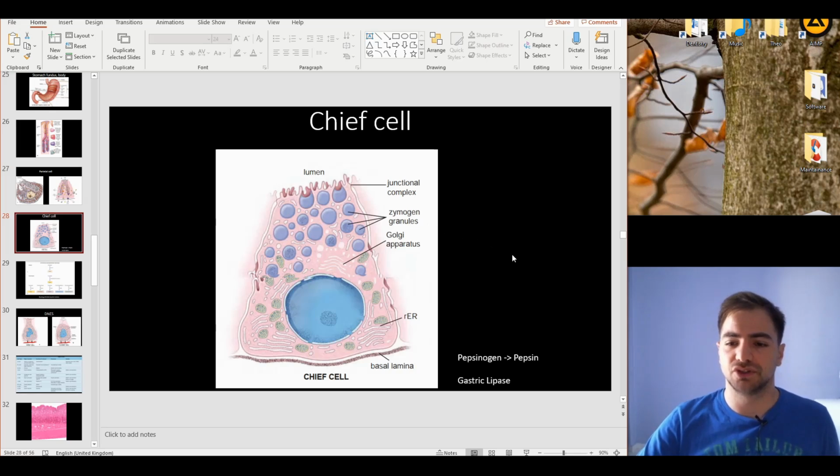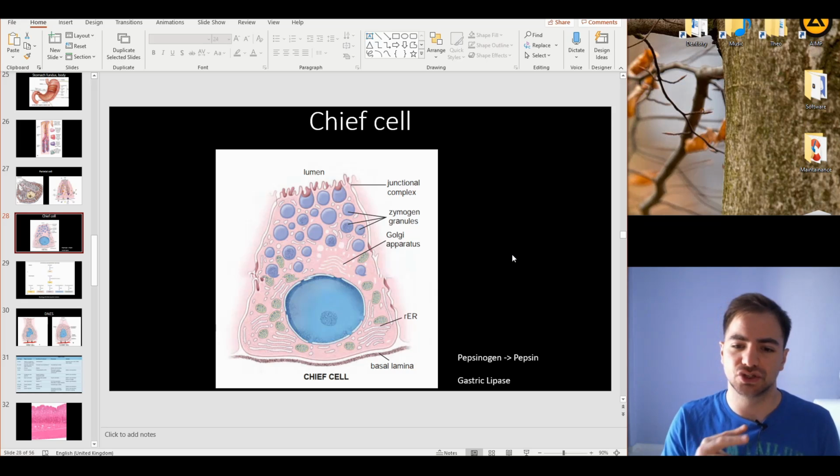Now let's talk a bit about the chief cell. The chief cell, as I said before, is a highly productive cell. In fact, it has a very granular appearance. The chief cell produces pepsinogen, which in the end will be converted to pepsin, and gastric lipase.